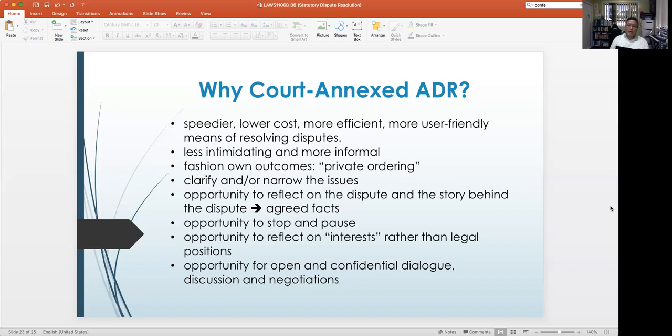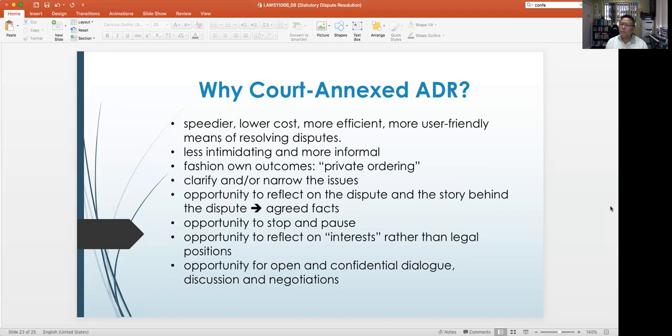As well, court annex ADR would be less intimidating and more informal, because it's done not before the judge. So if it's done before the mediator or conciliator, it's going to be less intimidating for the parties, and certainly more informal. The parties then are also able to fashion their own outcomes. What in law is sometimes called private ordering. It's called private ordering because the parties are in a position to privately order or resolve their dispute by agreement. The court annex ADR can clarify or narrow the issues so that if it has to go to court, at least the issues have been clarified or narrowed down.